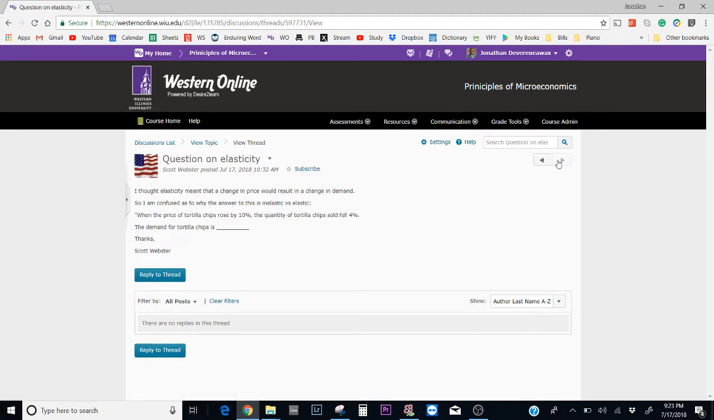So I thought elasticity meant a change in price will result in a change in demand. So I'm confused as to why the answer to this is inelastic versus elastic. When the price of tortilla chips rose by 10%, the quantity of tortilla chips sold fell by 4%. So the demand for tortilla chips is what? Now, you're right when we talk about elasticity, a change in price does always cause a change in demand. Now, elasticity tells us by how much, though. So how responsive are those consumers going to be to that change in price?